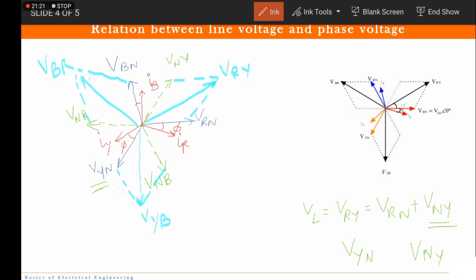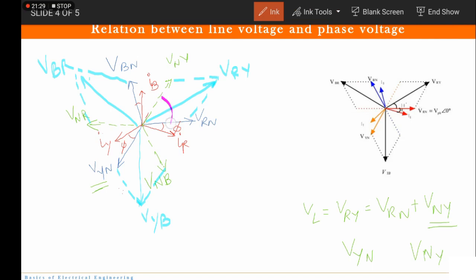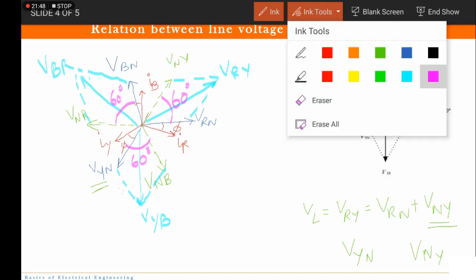Fine. Got it? So this is how the phasor diagram is drawn. Now this phase shift is 60 degrees. We have to remember this. Even this phase shift is 60 degrees and this phase shift is also 60 degrees. I hope you understood this.